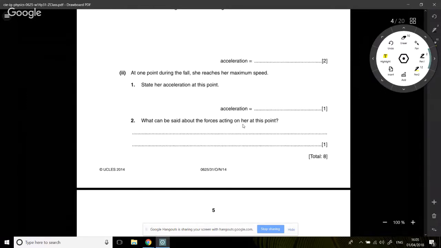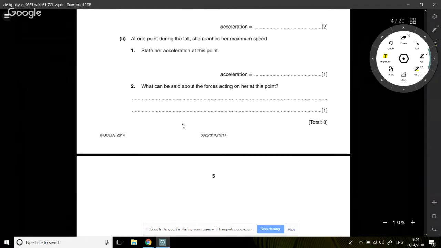What can be said about the forces acting at this point? We know from Newton's second law that force is equal to mass times acceleration. The key word is net force. Or sorry, net force equals mass times acceleration. Since the acceleration is 0, the net force is 0. So basically the forces are in equilibrium. So the force acting upwards and the forces acting downwards are basically equal.